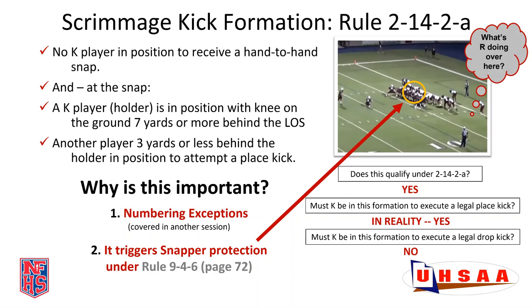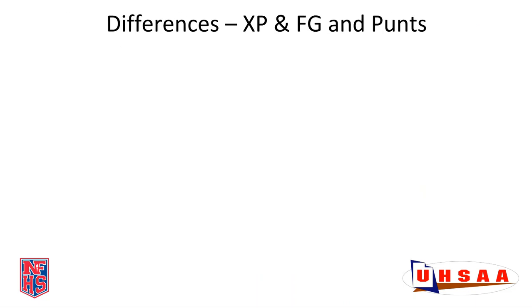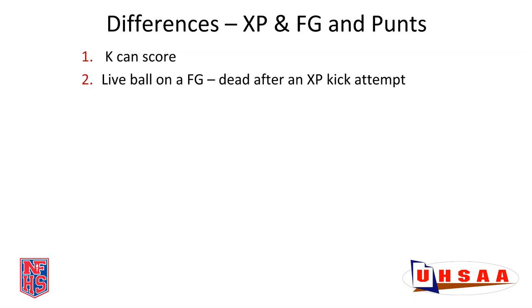Let's talk now about the differences between extra points and field goals and punts as two different types of scrimmage kicks. The main difference is that Team K can score from an extra point or field goal attempt. It's a live ball on a field goal, but dead after an extra point attempt. This is an important distinction to make. Make sure you know what type of play we're running.